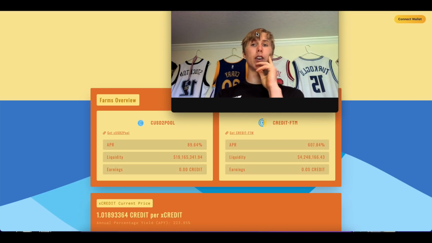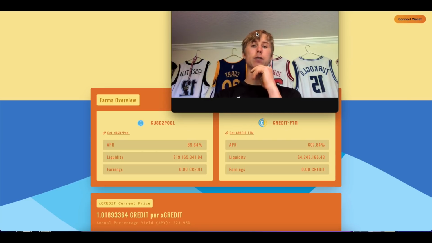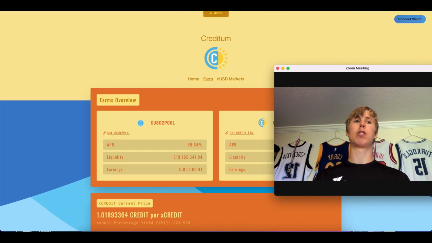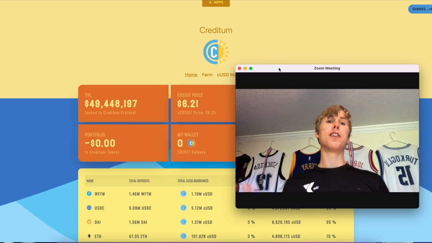They are working on a ve curve model, so I'm uber bullish on that. And time will tell. We'll see if their emissions are able to sustain something like this. I'm definitely bullish on the team. I like what they're doing. And this is just a quick overview of Creditum and a couple of different farms I'm uber bullish on Fantom that are, in my opinion, really undervalued. You guys know me. Invest in people, not Ponzis.